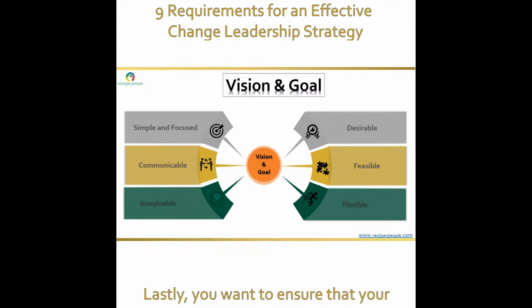And lastly, you want to ensure that your vision is flexible. A vision is an idea, it's a picture. It's not the implementation itself. So when you're embarking on something new, then you must expect the unexpected to happen. You must anticipate the need to adapt and be flexible. And this is more true the bigger that transformational change is.